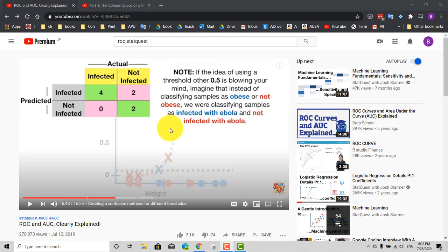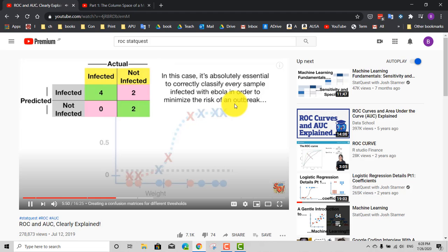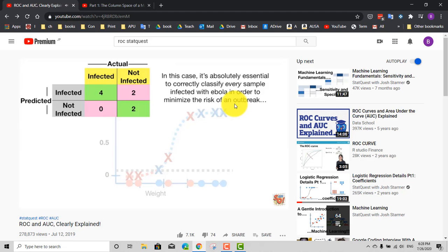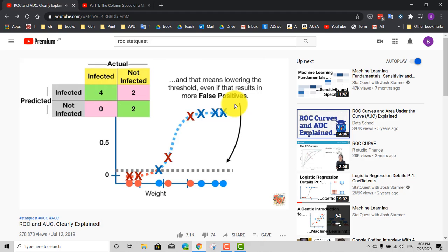So we would want to lower the threshold so that we might misclassify people and say, oh, you have Ebola, so you have to be quarantined, but we wouldn't miss any people who actually have Ebola and tell them, no, you don't need to be quarantined. In this case, it's absolutely essential to correctly classify every sample infected with Ebola in order to minimize the risk of an outbreak. And that means lowering the threshold, even if that results in more false positives.